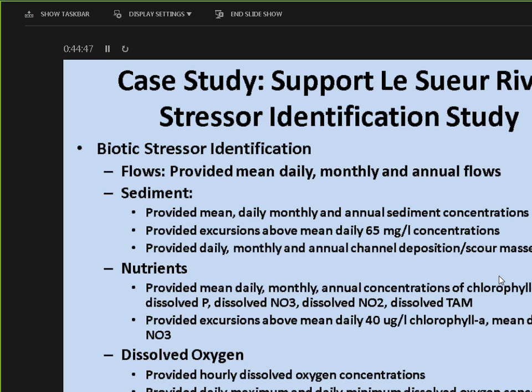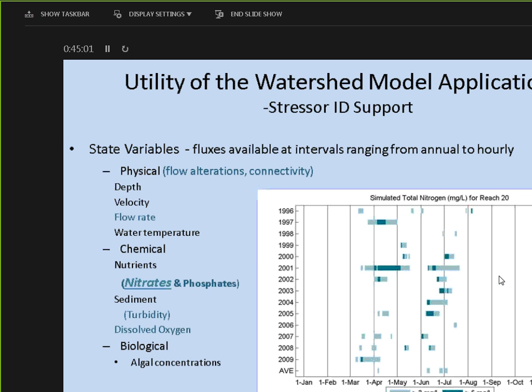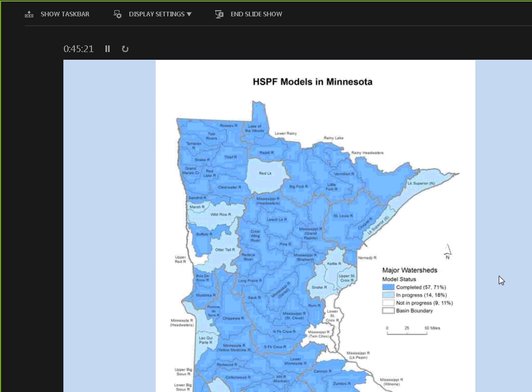a certain concentration. So Kim Ryan wanted to know, give me all the events when the TSS concentration is above 65 or the chlorophyll A was above 40. And she used that to make some plots. Here she put the nitrate data, and she basically plotted all the times when a certain reach in the Sueur was above 3 milligrams per liter and above 5 milligrams per liter, because those concentrations have the potential to be stressors.